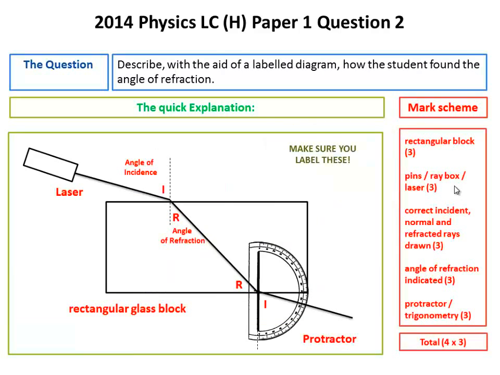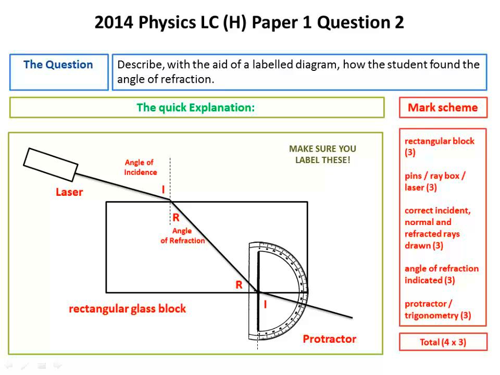Then for the next bit, you just do a labelled diagram of how the student found the angle of refraction. There it is in front of you. You've got to put down a protractor, a glass block, a laser, angle of refraction. You just got to make sure you put the labels down. Don't just draw a picture and go on to the next page. So you get a total of 3 marks for 4 of those labels.